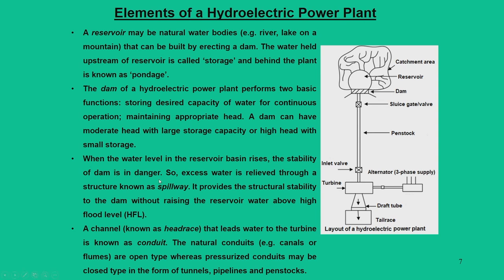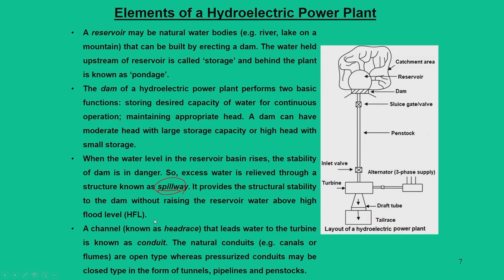Then the next important component is the spillway. Now, when water flows through the penstock or dam, and in some cases when the stability of the dam is in danger, then we should have provisions for this reservoir basin to dispose of some of the water. That means, excess water should be relieved, and this is relieved through a structure called a spillway. In general, it provides structural stability to the dam without raising the reservoir water to high flood level.